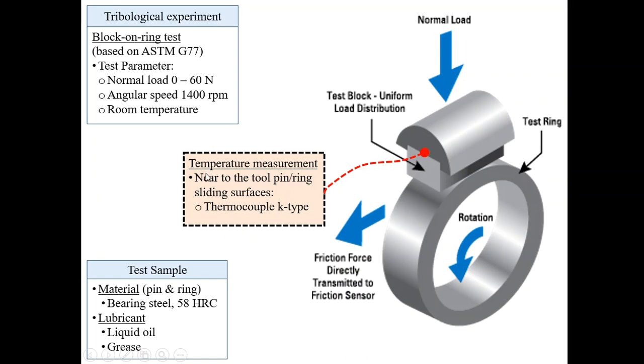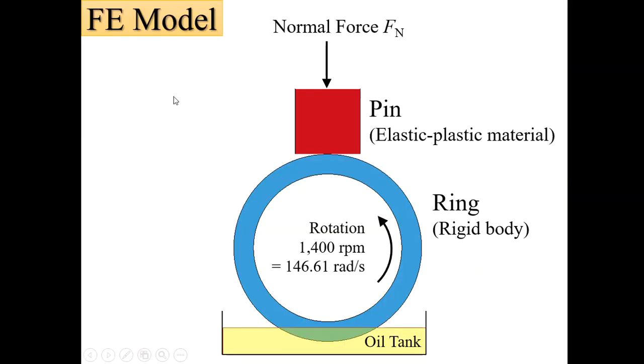During the experiment, we can measure the temperature where we place the thermocouple near the pin, so that it will be an input to the simulations later on. And also the test samples here, the pin and ring, are from the same material, bearing steel, that has 58 HRC in terms of hardness. And the lubricating agent here can be either liquid oil or maybe grease. So here is the finite element model.